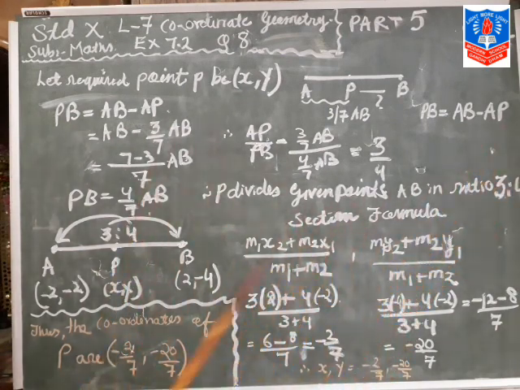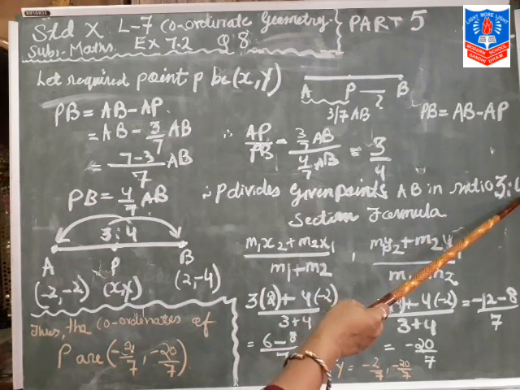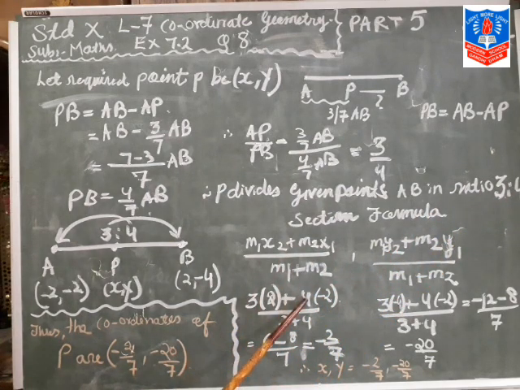Clear? Now the section formula. This one is m1 and this one is m2. So now 3, 4. Now x2, that is 2, and x1 is minus 2. Clear? So 3 2s are 6, minus 4 2s are 8. So now minus 2 upon 7. Similarly, y2. 3, 4, the same we will write. Now y2 is minus 4.